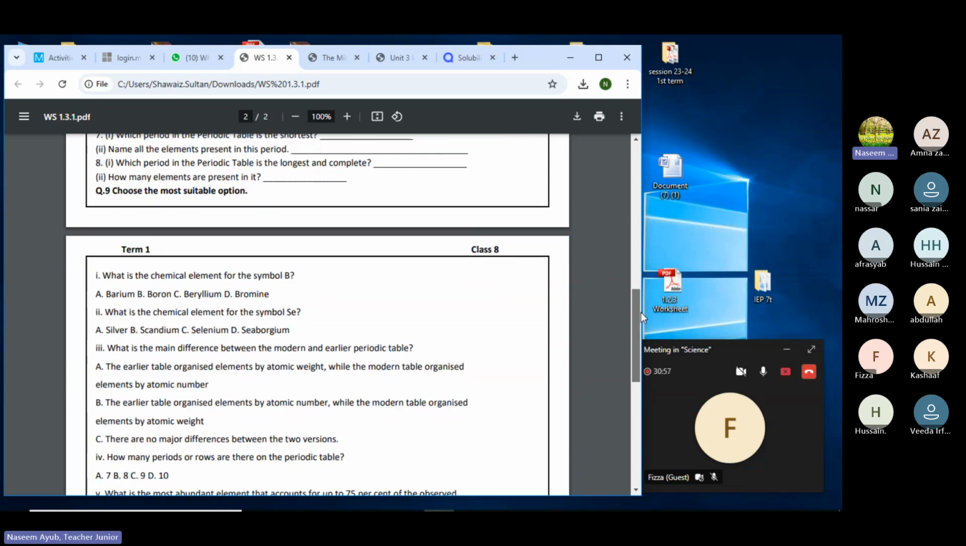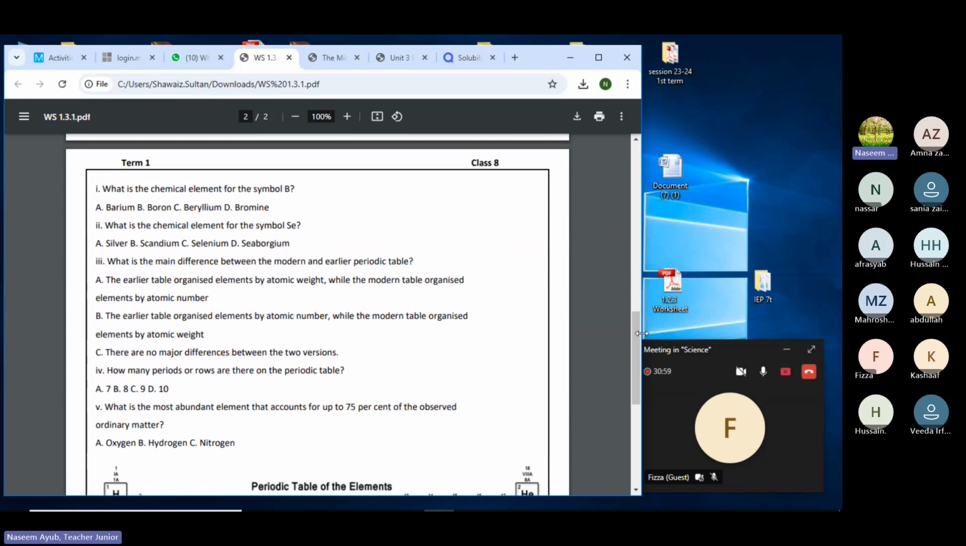Choose the most suitable option. What is the chemical element for the symbol B? What is the name of that element? Boron. Right. What is the chemical element for the symbol Se? Selenium. Exactly.